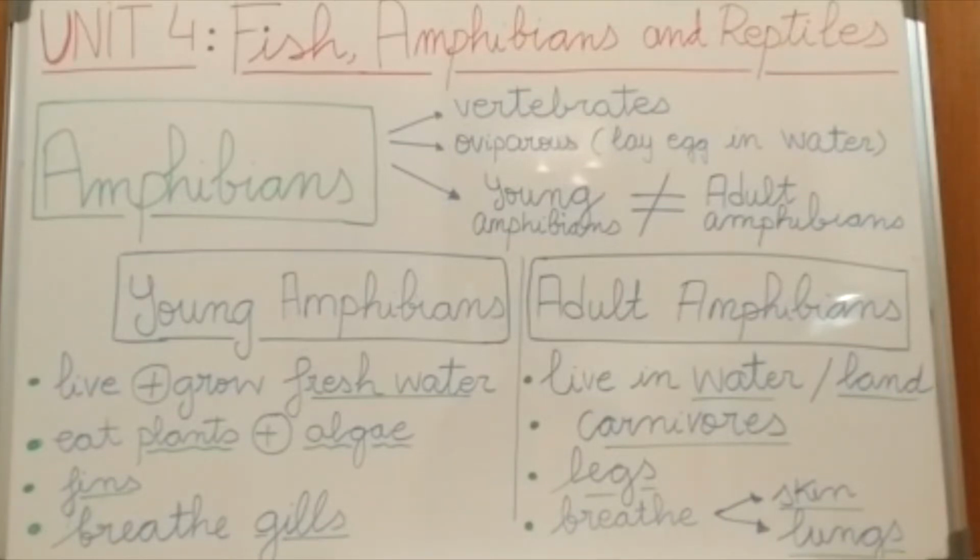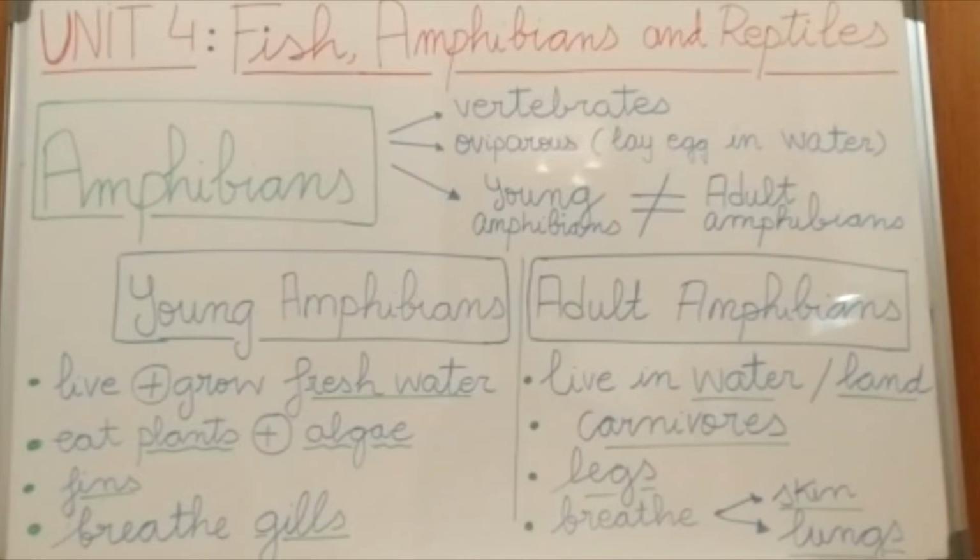But what happens in the amphibian world? That young amphibians and adult amphibians look really different, okay? You have to make a distinction between these two groups. You have to know that young amphibians are really different from adult amphibians. That's why I have written for you the main characteristics of these two different groups.